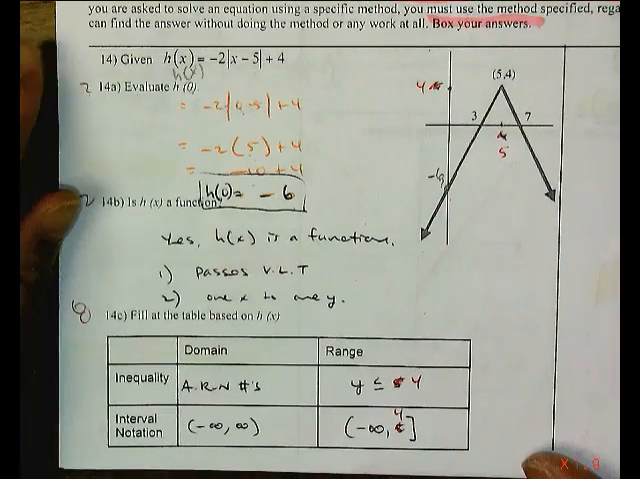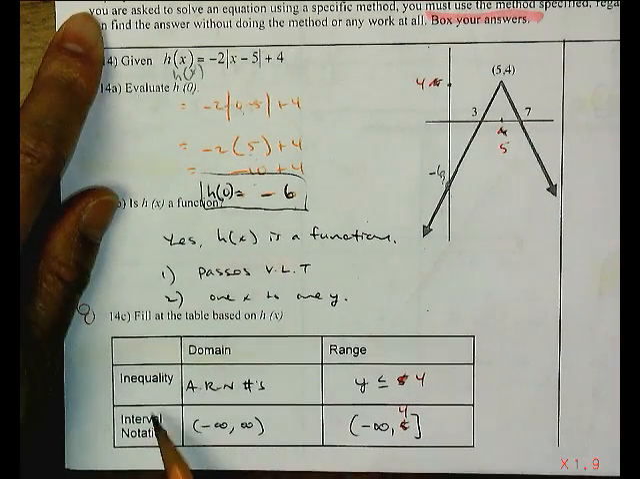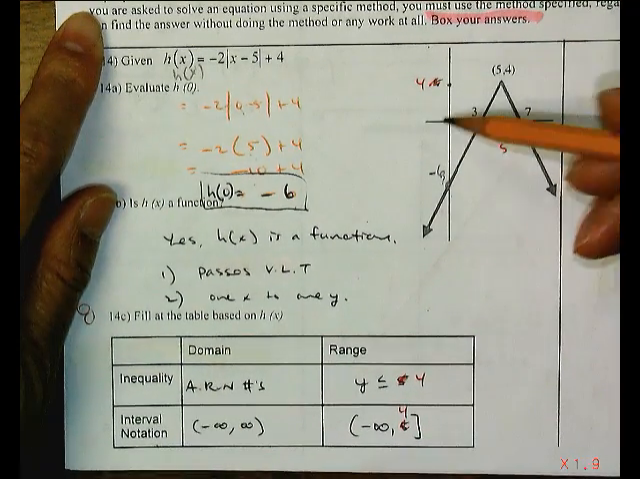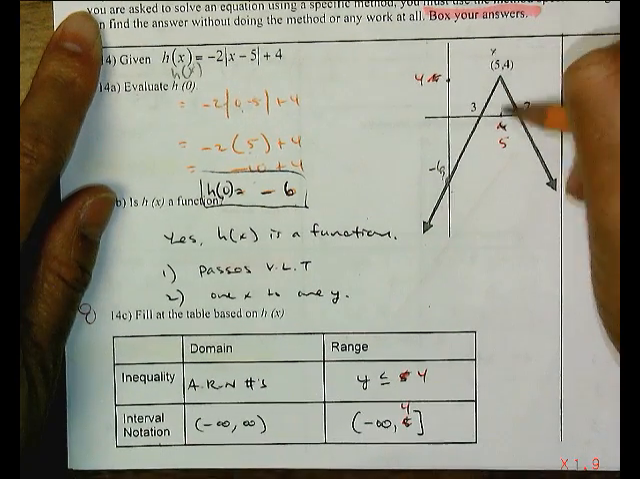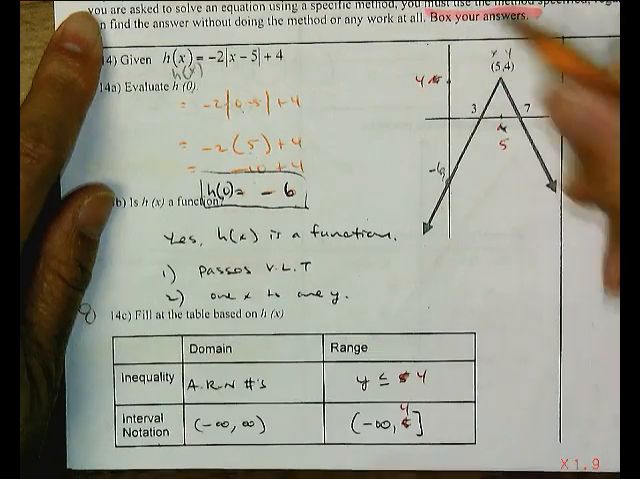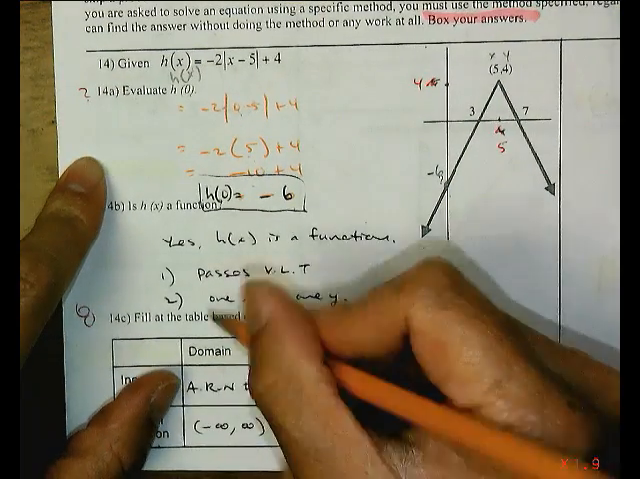A lot of you guys are having difficulties finding the domain and range in both inequality and interval notation. So if you gave me the ordered pair for the vertex 5, 4, that means your x value is 5 and your y value is 4. So the domain means left to right.